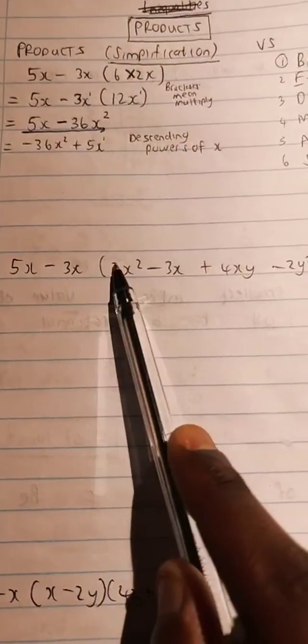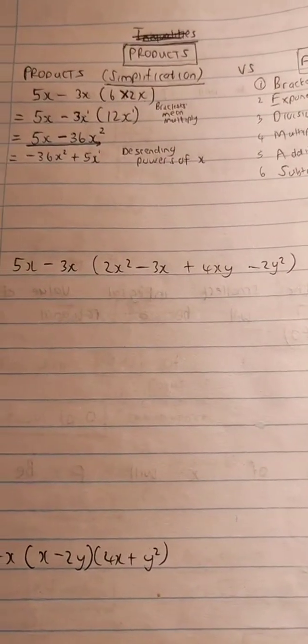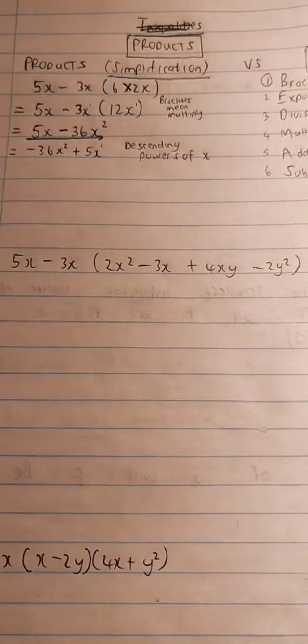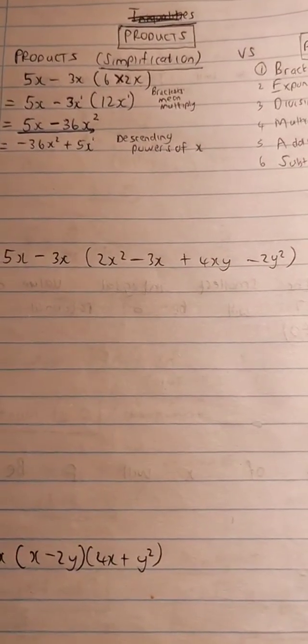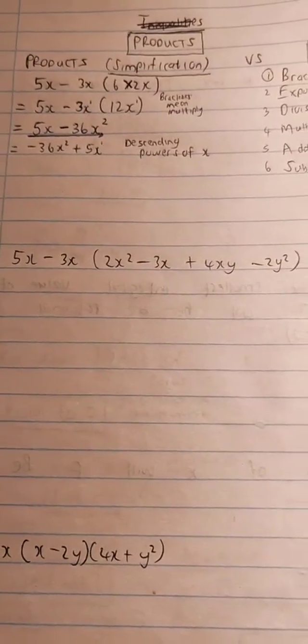5x minus 3x into 2x squared minus 3x plus 4xy minus 2y squared. I'll give you guys a chance to do this one as well. Let me not jump and do it myself. You guys can take some time, do this one, and let's see what you come up with.